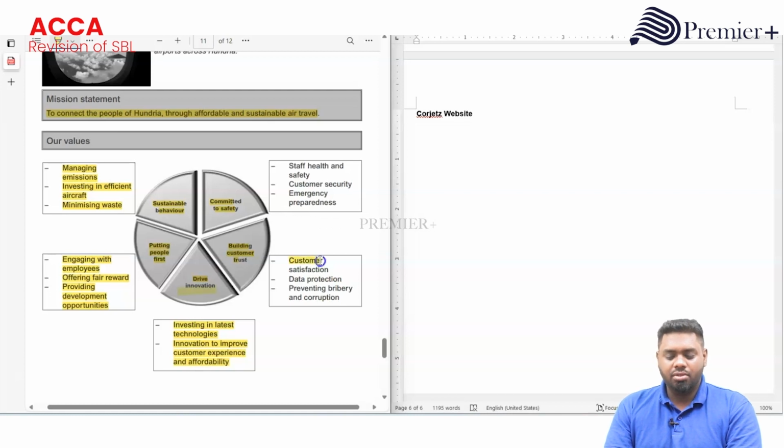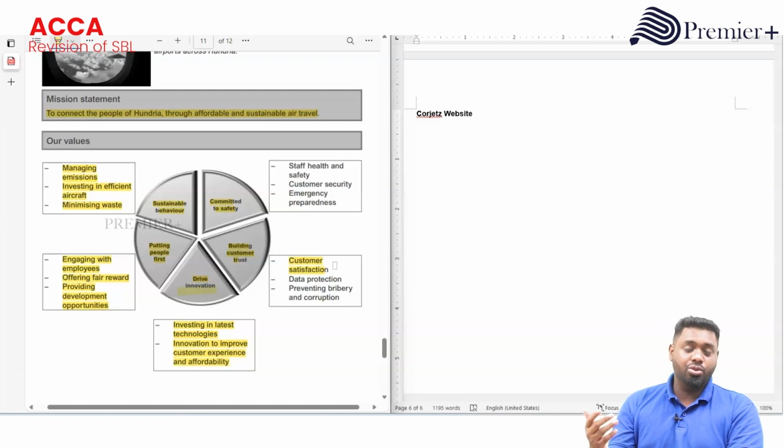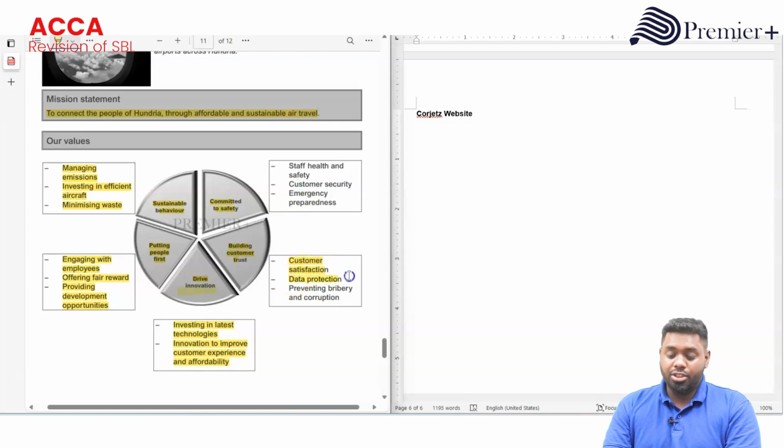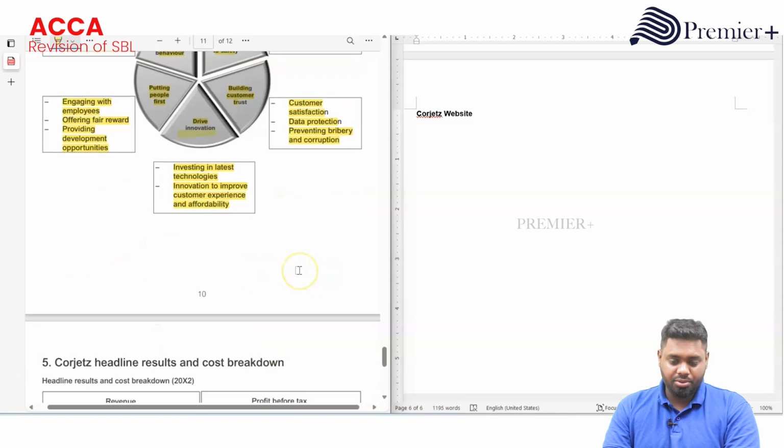Building customer trust, customer satisfaction. Yes, we saw Cojet launched their product 2 decades ago, and post the launch of Cojet's budget airline, this became quite popular, where a lot of customers switched to using Cojet. So there is customer satisfaction that has led to the growth of Cojet. Data protection and preventing bribery and corruption. So these are the values that Cojet has embedded in the organization. Committed to safety: staff health and safety, customer security, as well as emergency preparedness. Good.